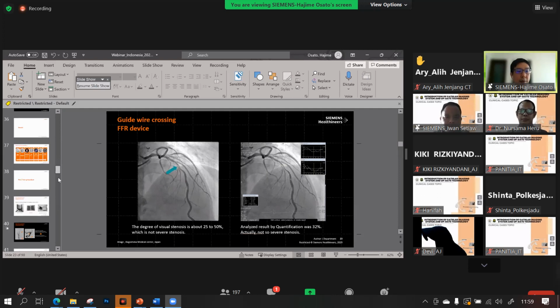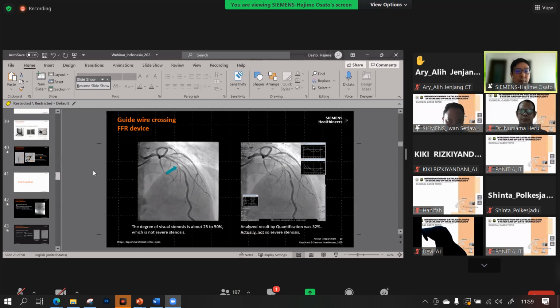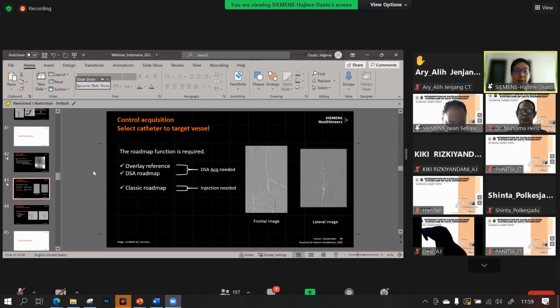Thank you for your question. I will show these images. Actually, we have several types: the overlay reference image and the DSA roadmap. As you say, these functions use a previous DSA acquisition image. On the other hand, we have a classic roadmap type, which uses fluoroscopy.